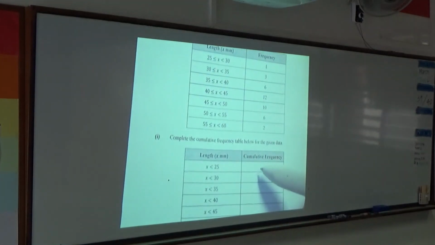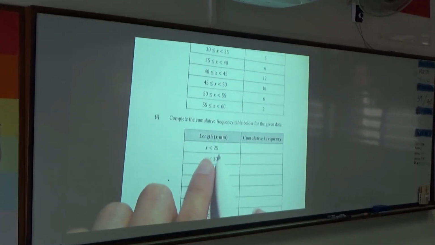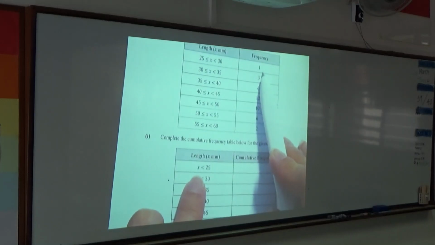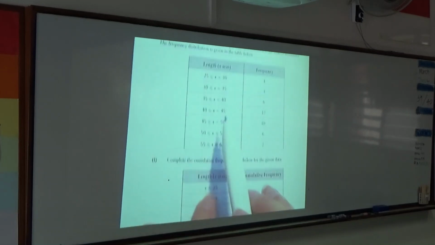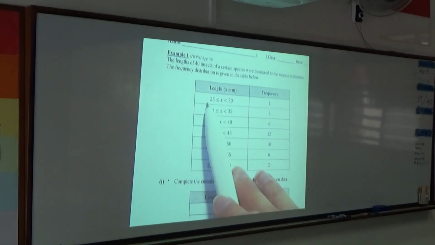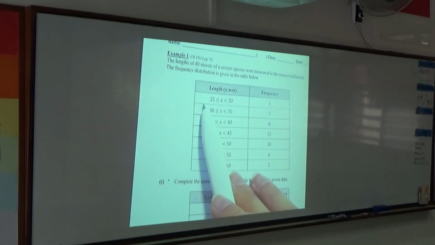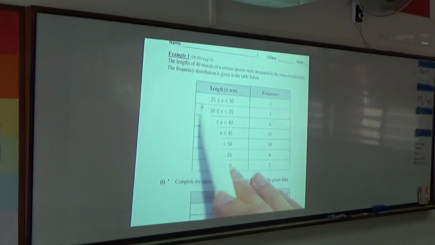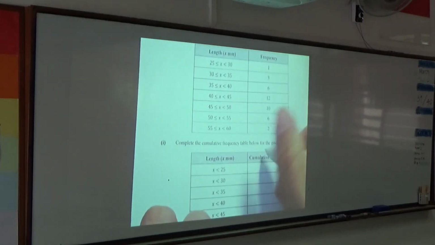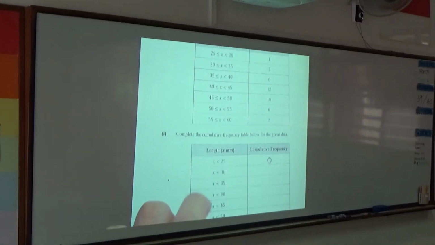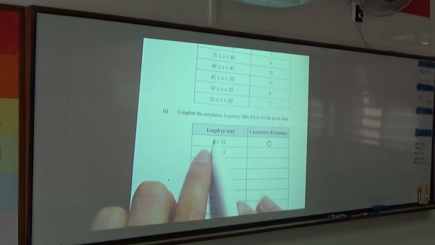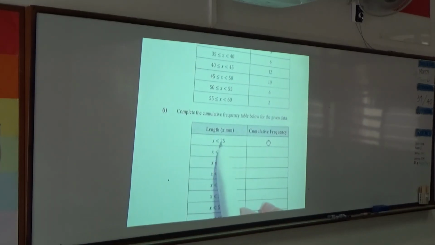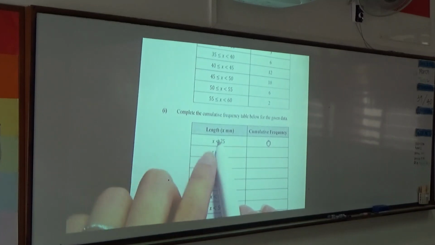So let's fill up this table. We need to pay attention to the very first one. We cannot assume that the first one means the frequency is 1. Looking at this interval, it says x less than 25. For this interval, it is x more than or equals to 25. So there are actually no insects that are lesser than 25. So the answer over here will be 0. We must pay attention to what is the interval that we're given, which is a mistake that some of you actually made.